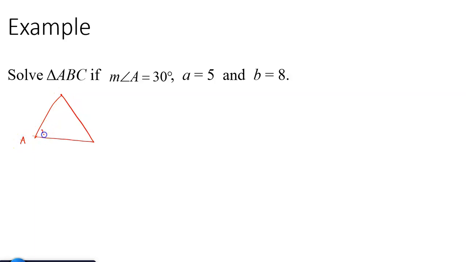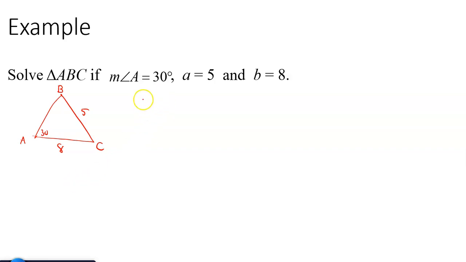Measure of angle A is 30. Side A is opposite angle A, so that's 5. I'll put B up here. Side B is 8. This is C. Okay, so in this case, I've got two sides and an angle. In the other cases, I had two angles and a side.